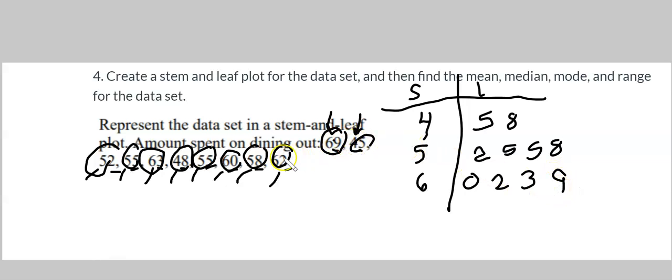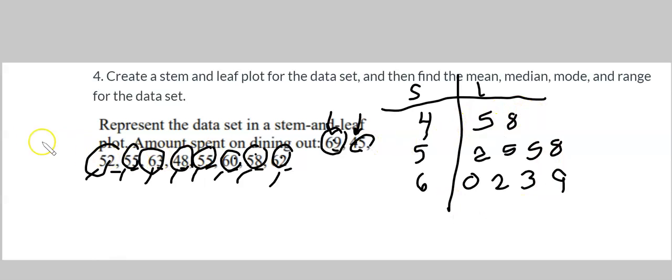I have 1, 2, 3, 4, 5, 6, 7, 8, 9, 10 numbers here, and 10 leaves in my stem and leaf plot. Therefore, I have represented every single number in my data set in my stem and leaf plot.